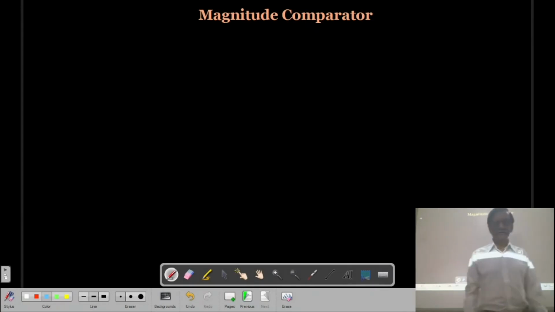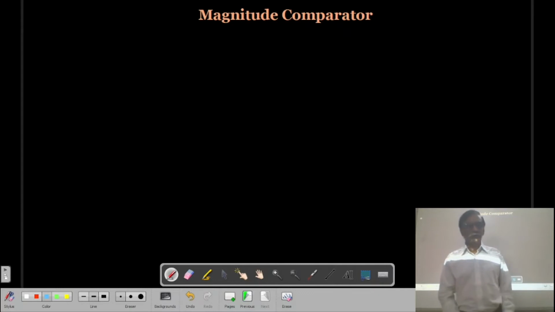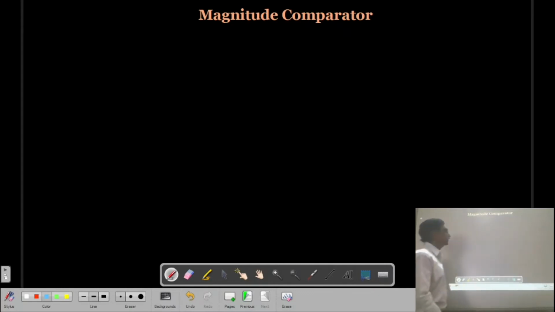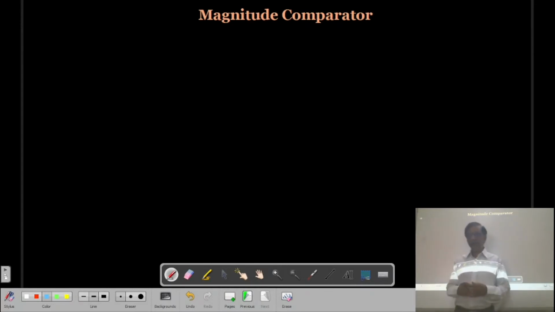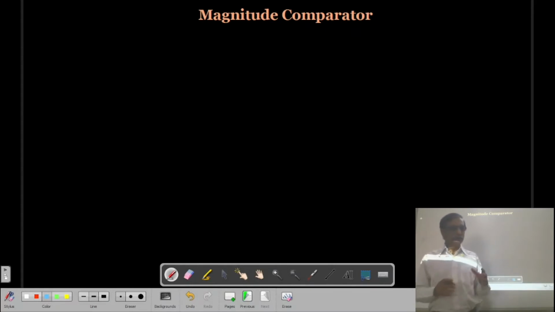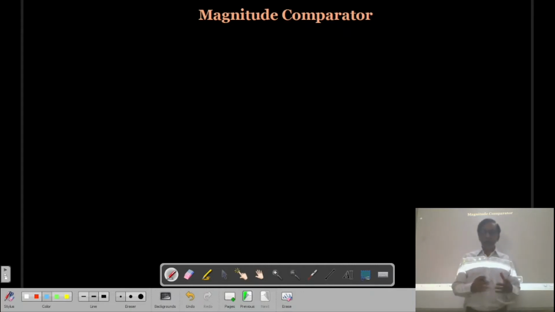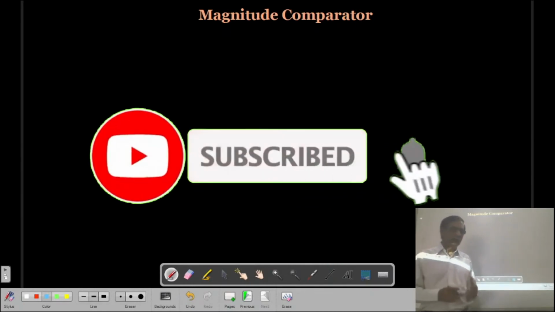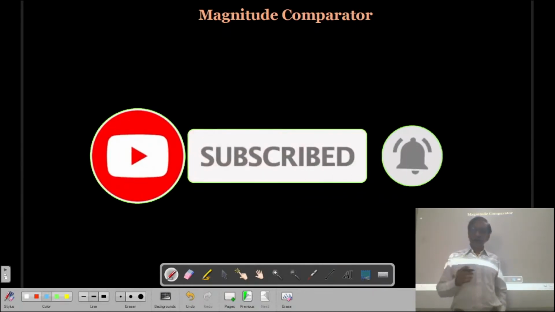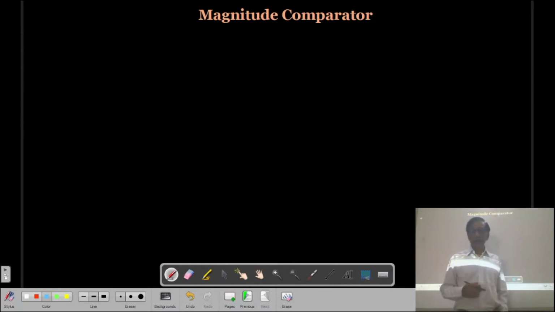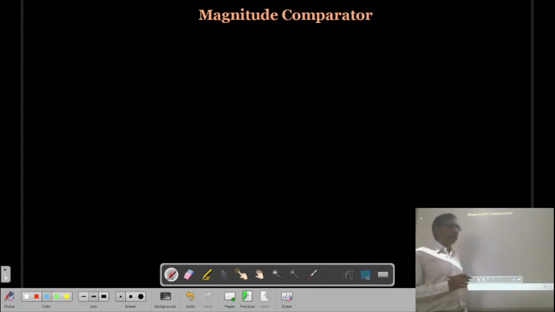Today in this lecture we will discuss one of the important combinational circuits, and that is the magnitude comparator. Sometimes in the processor, when we apply some data or a binary number, to process the data we have to compare them. If the results are the same, meaning both binary numbers are the same, or one binary number is greater than the other, then accordingly the processor has to take a decision, and that's why we require this kind of comparator.